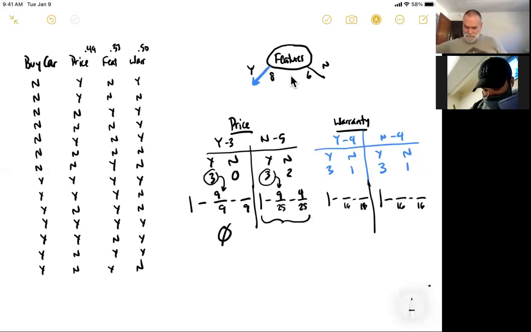And let me pull out my calculator here. The first one is 0, right? Yep, first one's absolutely 0, because it's 0. So the second one should be 1 minus 9 divided by 25, minus 4 divided by 25. That's 0.48.